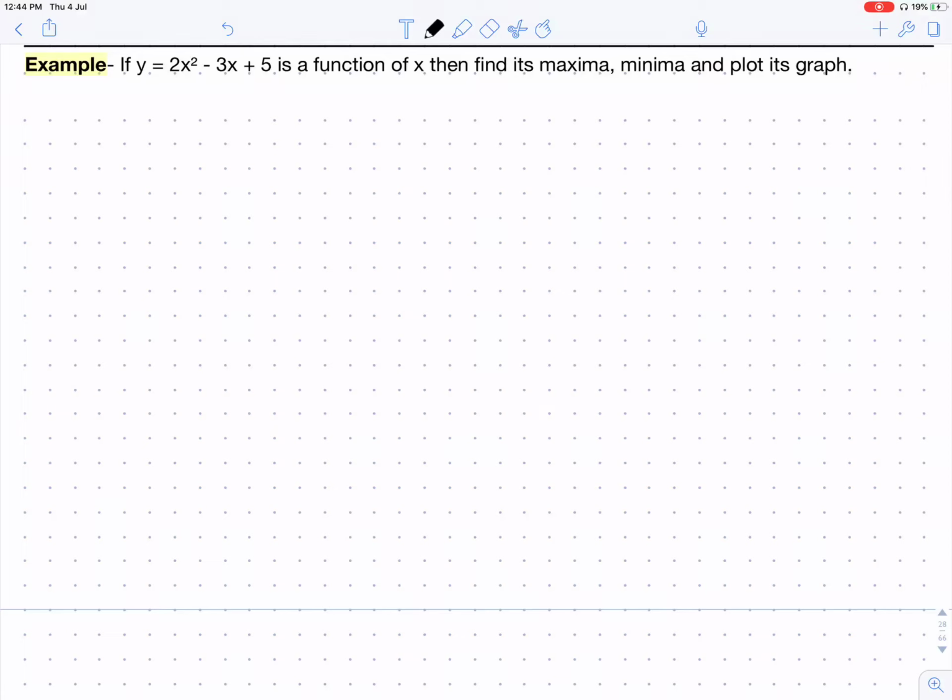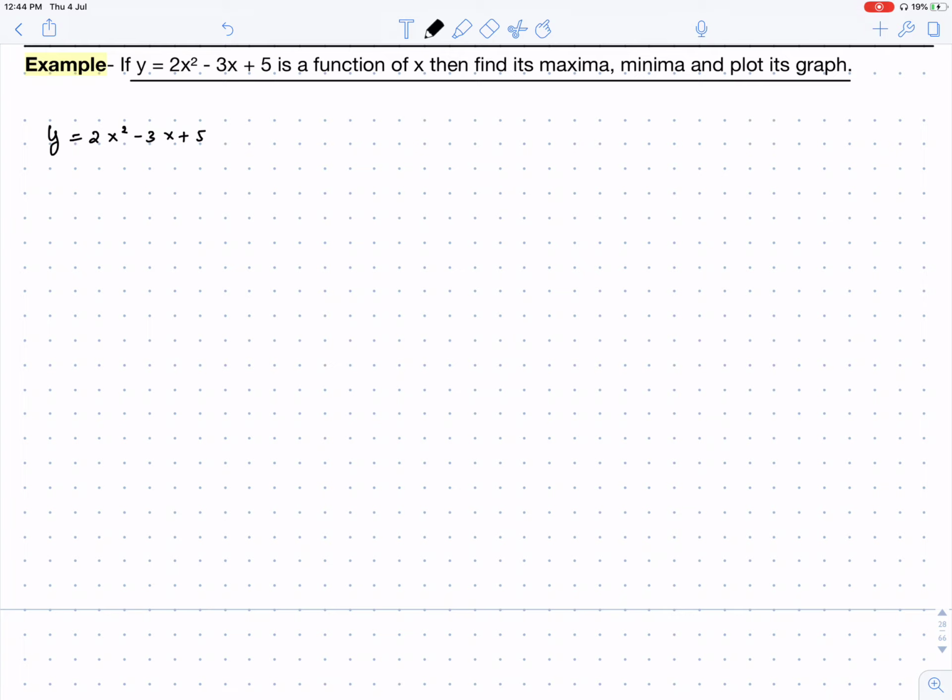Let's see a question. If y is 2x square minus 3x plus 5 is a function of x, then find maxima, minima, and plot its graph. We have been given a function y is equal to 2x square minus 3x plus 5. We need to find its maxima, minima, and then we have to take up its graph.